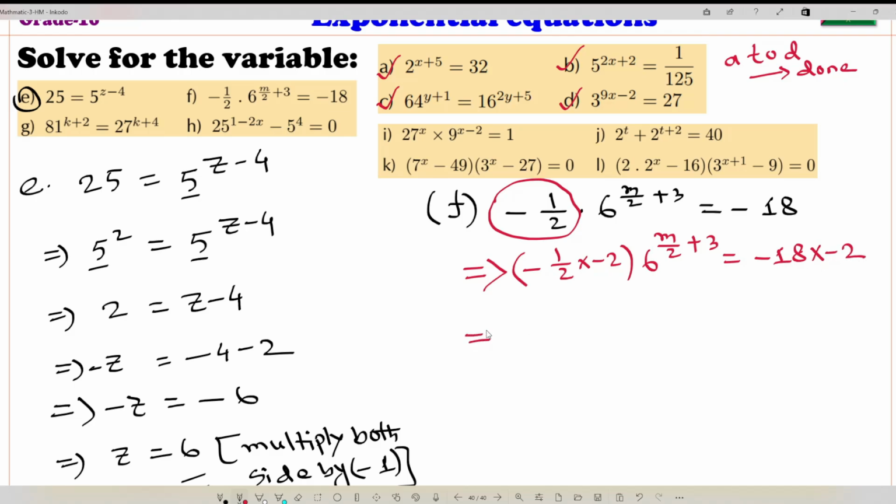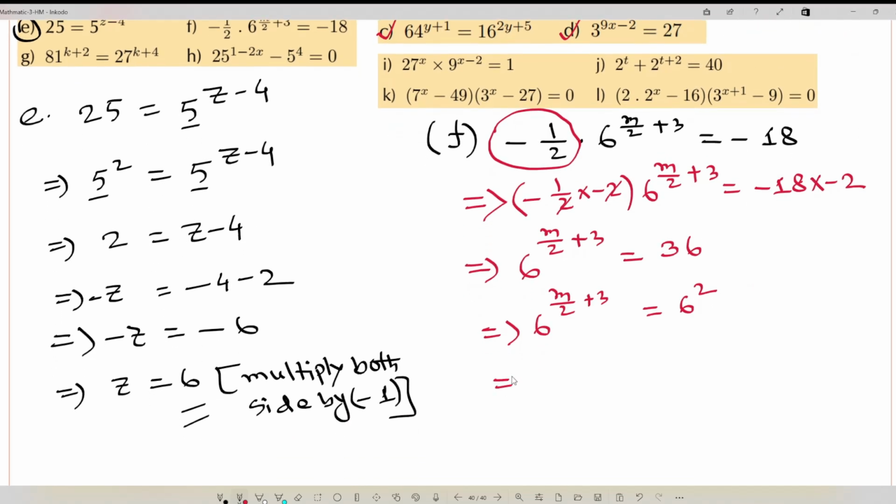Okay, then these 2 and these 2 cancel out, minus and minus is plus, so we can write 6 to the power m divided by 2 plus 3 equals minus and minus plus, so 18 times 2 it will be 36. So 6 to the power m divided by 2 plus 3, and here 36 we can write as 6 squared.